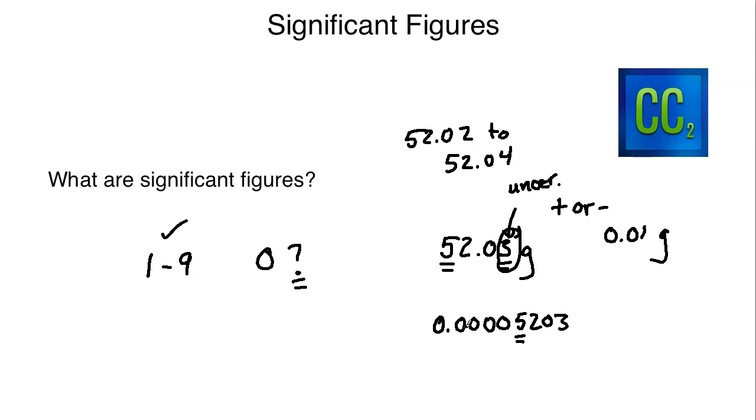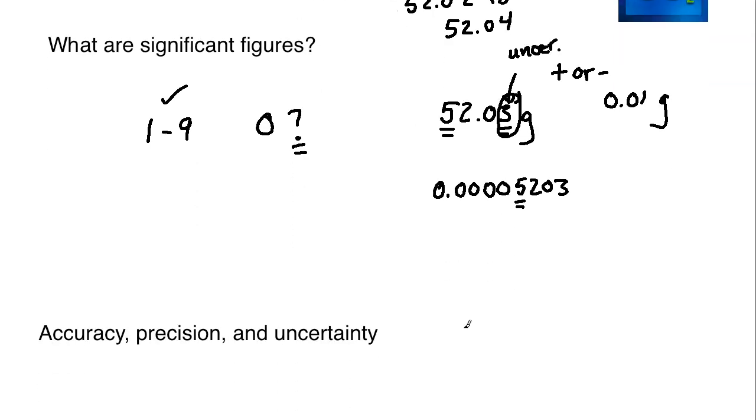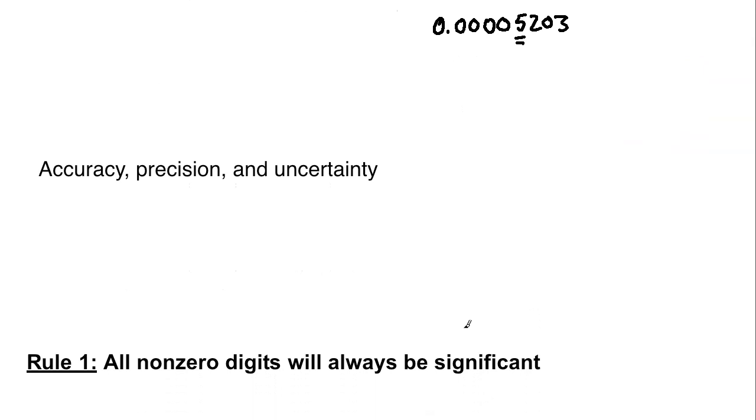So the last significant figure in a value will always be considered the degree of uncertainty when we're looking at measurements. All right, so a couple terms came up that we're just going to briefly discuss here, and those include accuracy, precision, and degree of uncertainty or error uncertainty.